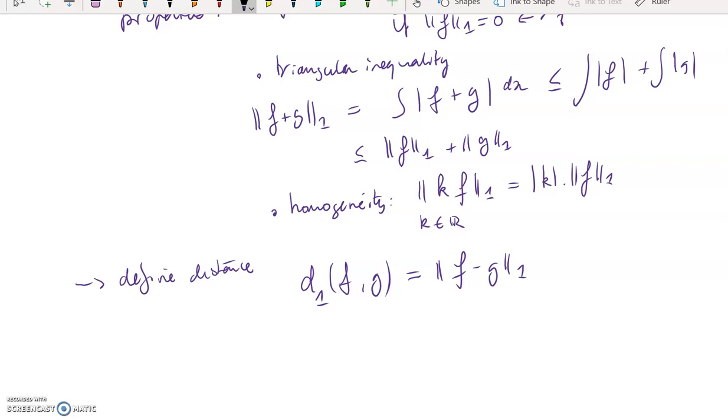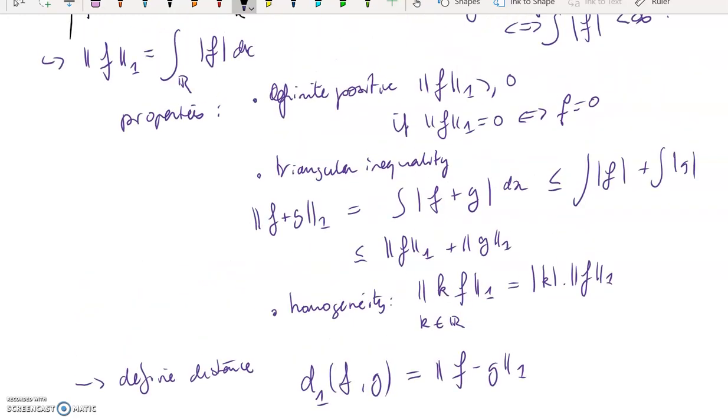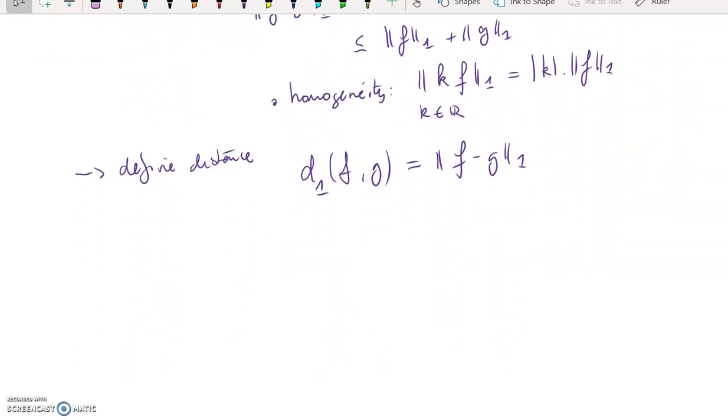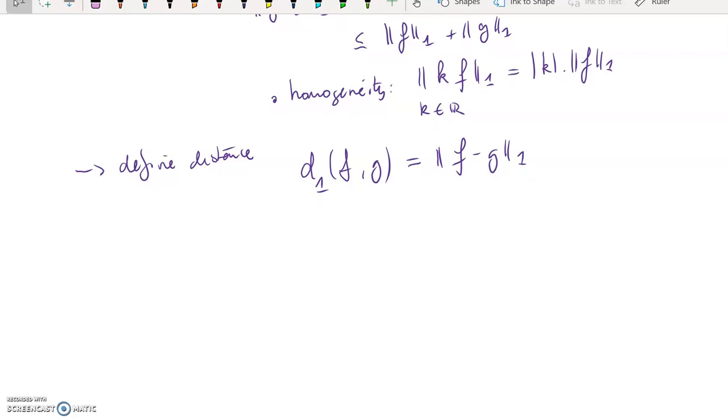It can work also for complex functions. Instead of the absolute value, you use the modulus, but it's okay. So that's one thing. Now if I want to say that I'm considering a function that is integrable, I can just say, let's take f in L1, and that means it's integrable.